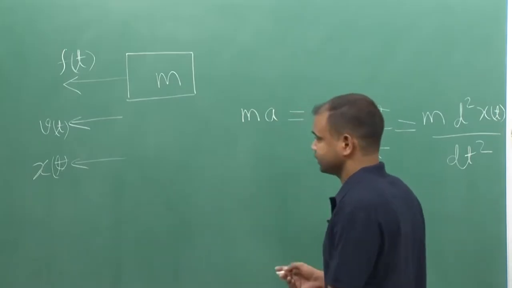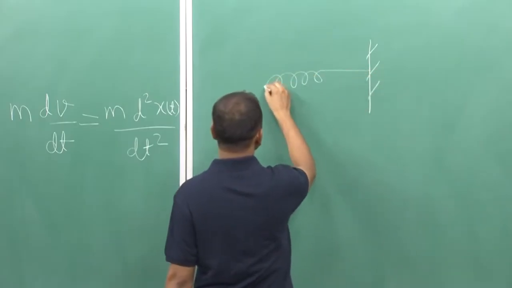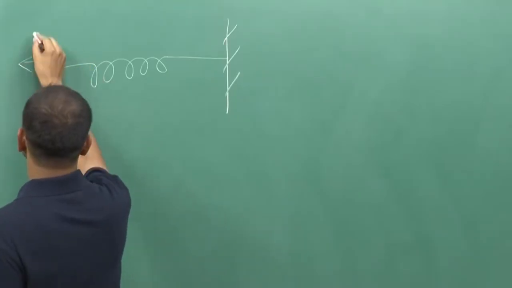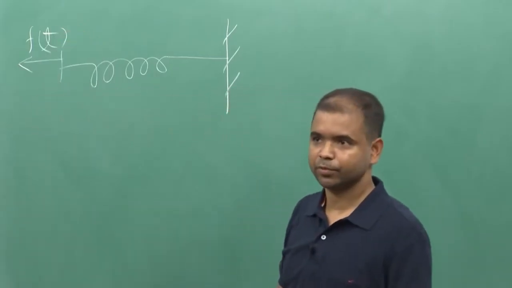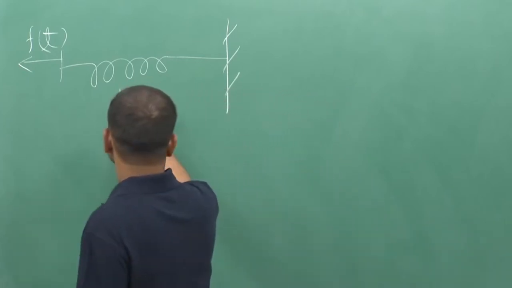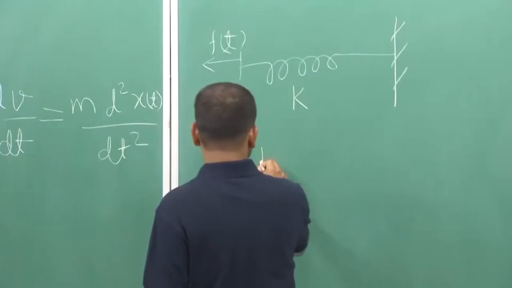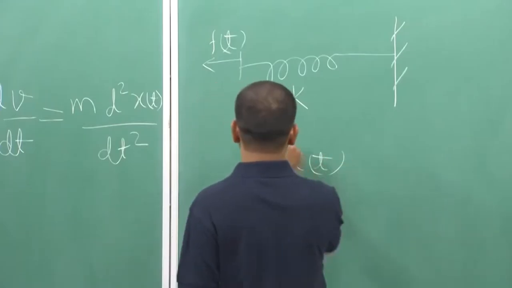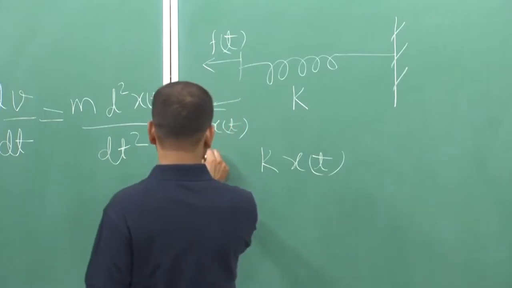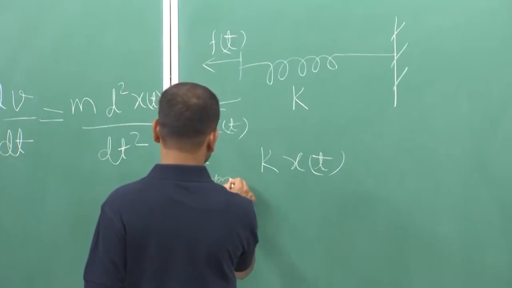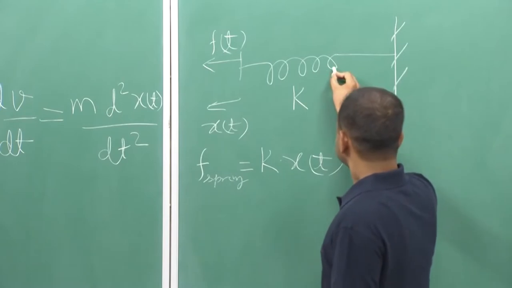The second element is the spring. This also applies a restoring force. Suppose its spring constant is k. The restoring force due to the spring is k x of t, if the displacement is x of t. This is F of spring. The x is the stretching in the spring.